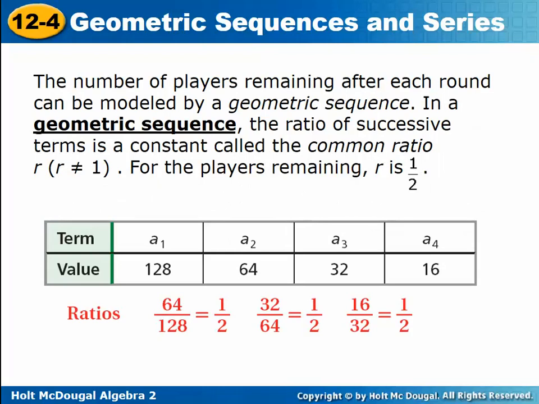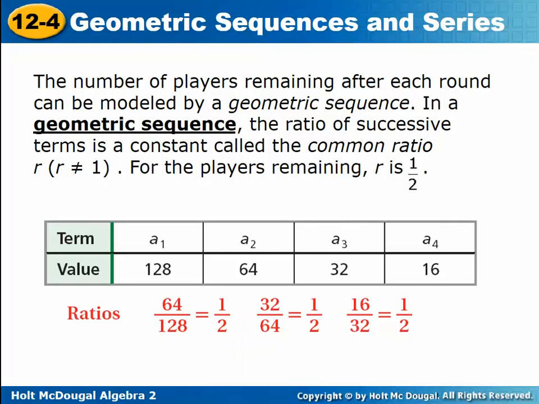So if the first term there was 128 and then half of them are eliminated, then at the second term there's 64 and then half are eliminated. So our third term would be 32 and then half are eliminated. So 16 would be our fourth. So this is known as a common ratio.